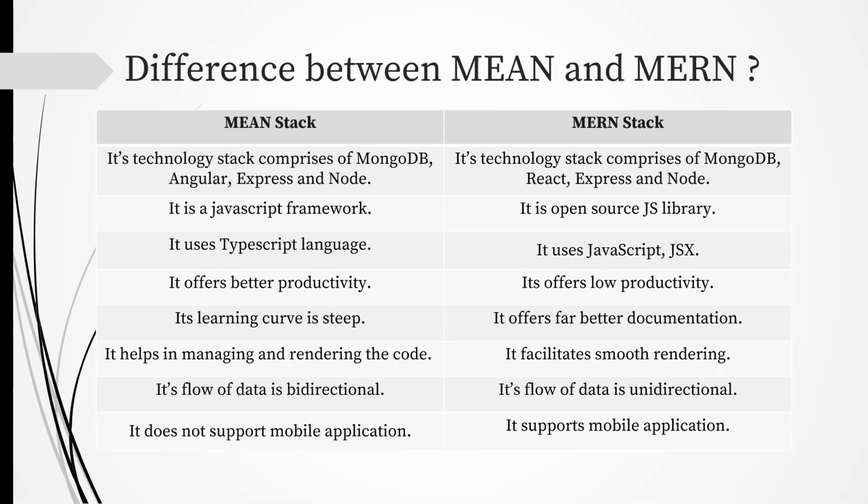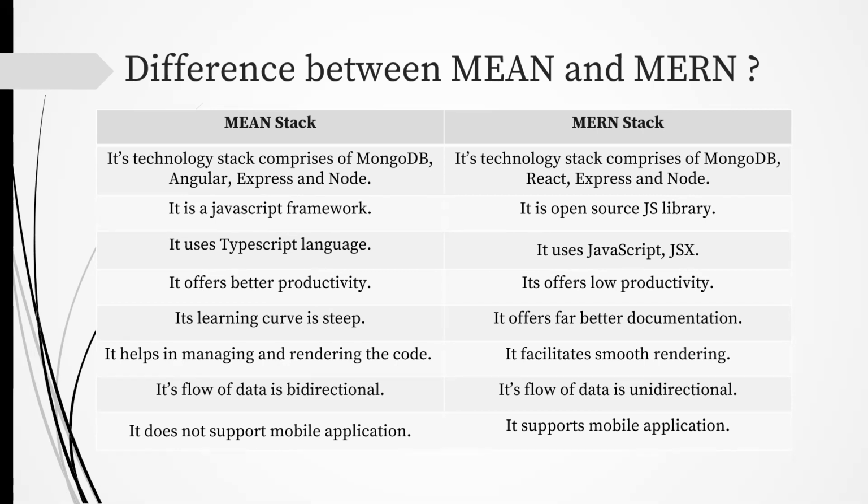Now, the difference between MEAN and MERN. Many times, most students are confused about what to choose, MEAN or MERN, and why we use MEAN and why we use MERN. I hope this difference makes things clear in our mind. MEAN stack is a technology stack comprising MongoDB, Angular, Express, and Node. The MERN stack is a technology stack comprising MongoDB, React, Express, and Node. MEAN stack is a JavaScript framework, and MERN stack is an open source JavaScript library. Understand this point. MEAN stack uses the TypeScript language, and MERN stack uses JavaScript and JSX.